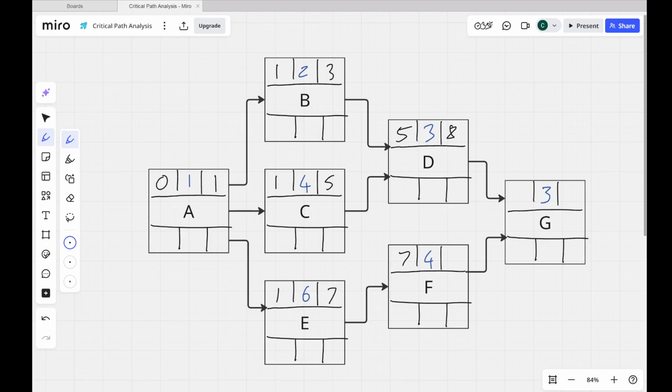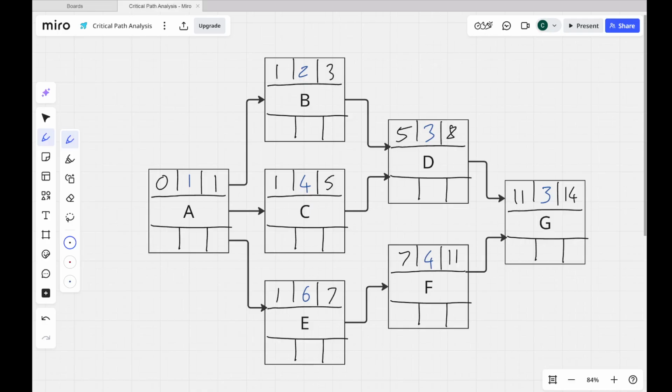The duration of F is 4. Earliest start is 7. 7 plus 4 is 11. So again, same principle. So when we have a choice, we've got D finishing on day 8, F finishing on day 11. We have a choice, therefore we carry the highest number down the arrow. Earliest start for G is day 11. Duration of G is 3. 11 plus 3 is 14. So that tells me the duration of the whole project now. This project is 14 days long. Again, we're not worrying about time off or weekends or anything like that right now. This is purely, again, mathematical, raw look at the schedule. This project is going to take me 14 days.